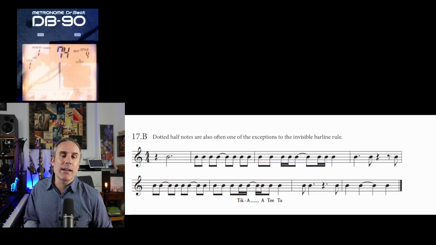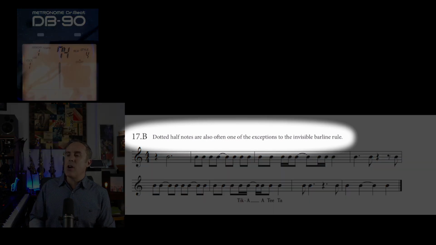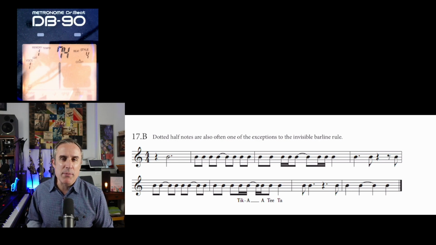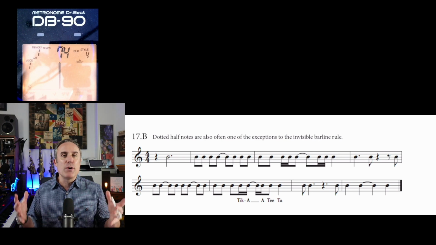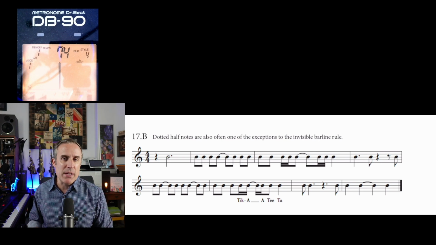Okay, let's move on to exercise 17B. Now there's a statement here. Dotted half notes are also often one of the exceptions to the invisible barline rule. Please don't misinterpret what I'm saying when I stress invisible bar lines. Yes, dotted half notes exist in common time. They can come in on beat 1 or on beat 2, and they last for 3 beats.